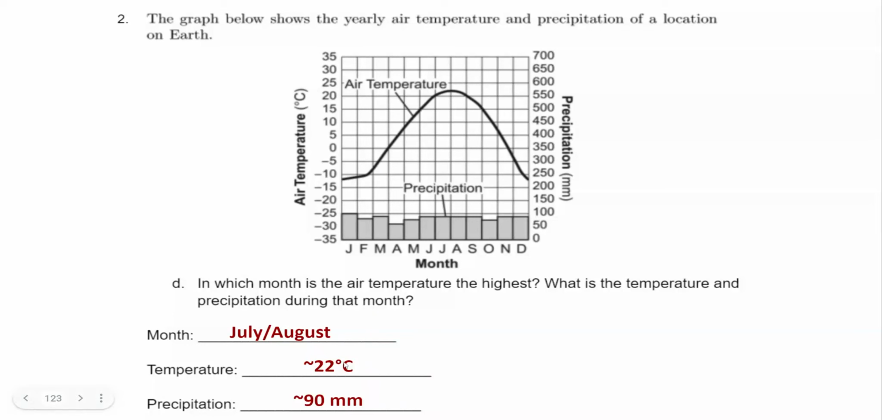And then to find the precipitation, I should look at my bar graph for precipitation, and I'm going to look at the scale on the right for precipitation. So my precipitation when the air temperature is highest is around this level, and it seems like July and August are the same level of precipitation. I'm going to go towards the right, and it looks like it's somewhere between 50 and 100, and it looks like it's much closer to 100 than it is to 50, so I'm going to say it's around 90 millimeters. And that's it.